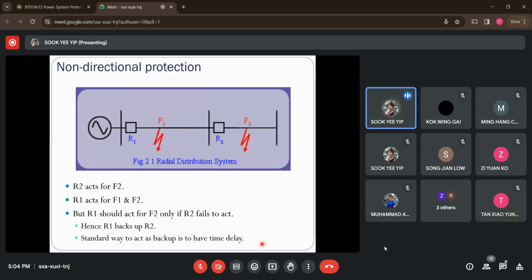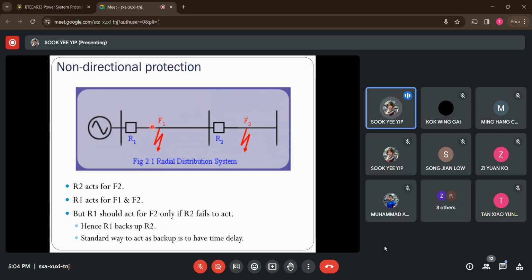All right, so that is another important topic in chapter 1. We will start to look into what is known as the directional protection scheme. But before this, we need to know the limitations of the non-directional protection scheme, which is the conventional power protection system.